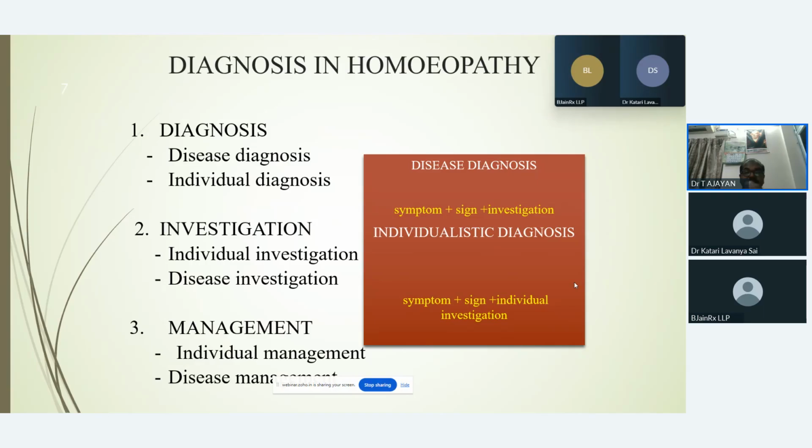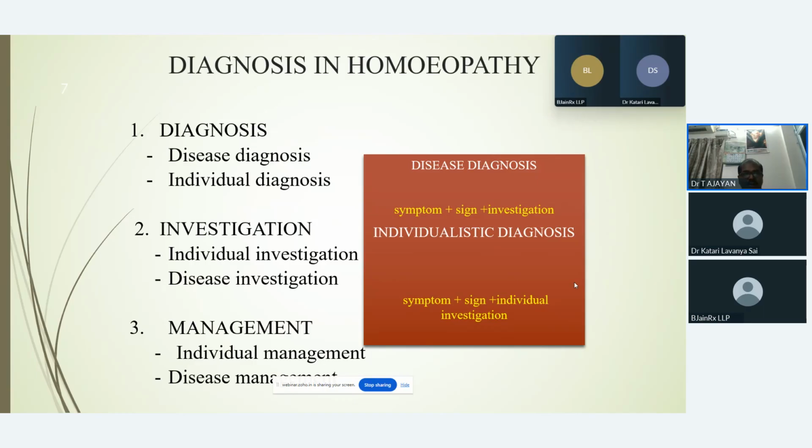Then listen, in homeopathy, we make a double diagnosis. One is the disease diagnosis and the second one is the individual diagnosis. Then investigation is also on two different levels. One is the individual investigation and the other is disease investigation. Disease investigation, everybody knows. At that time a question arises: what is an individual investigation? In our day-to-day practice, suppose after administration of a remedy, we can observe some findings. That is one of the individual investigations.